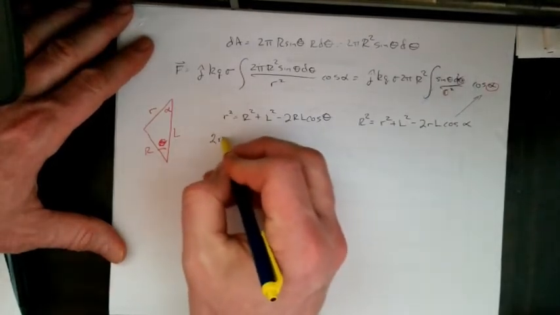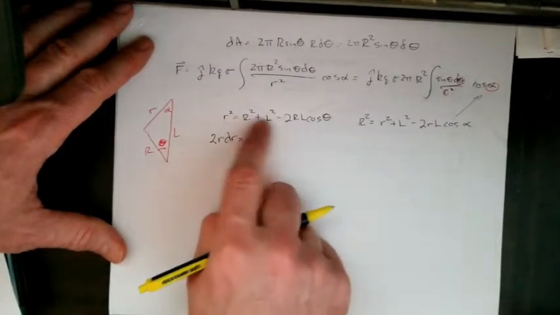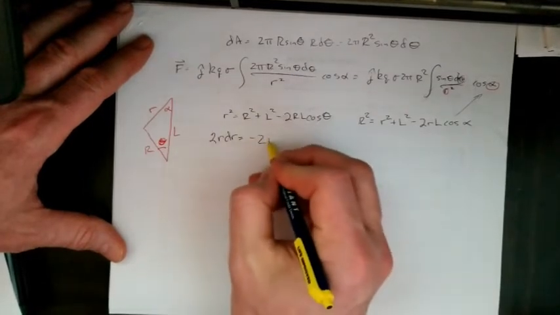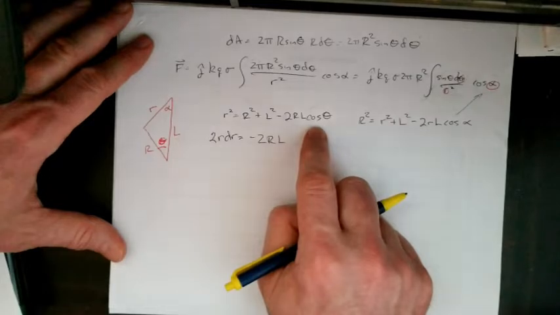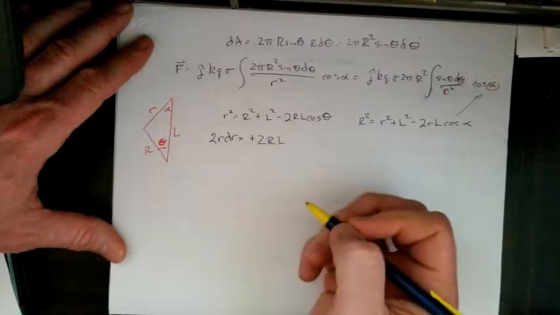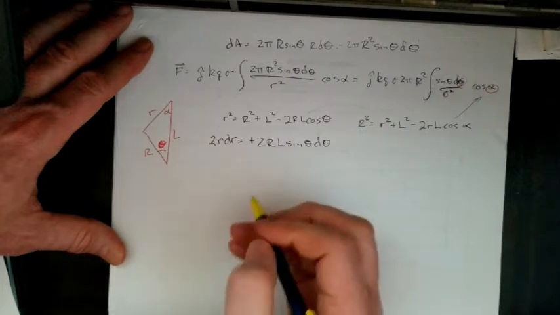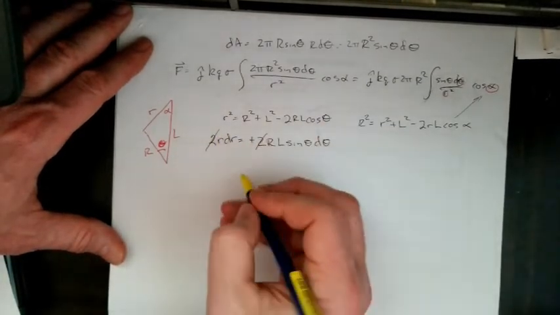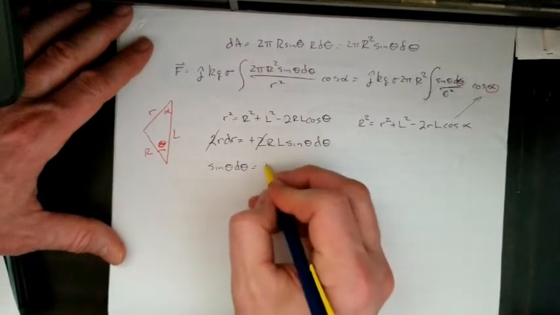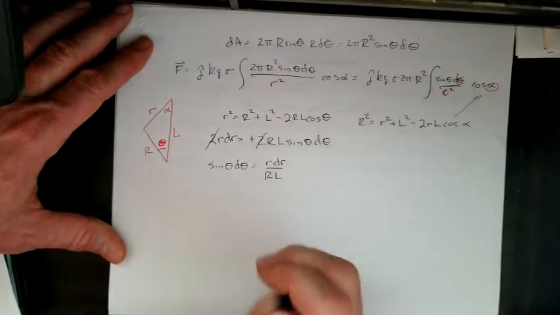So this becomes 2 little r d little r equals, that's a constant, so there is no differential. They do not change at all. And then over here, I'm left with negative 2 big R L, and then the derivative of cosine theta. Well, the derivative of cosine theta is negative sine theta, so those negatives cancel out, and I'm left with sine theta d theta. So now solving for sine theta d theta, the 2's cancel out, and so sine theta d theta is equal to little r d little r over big R L. And so now I can plug into here.